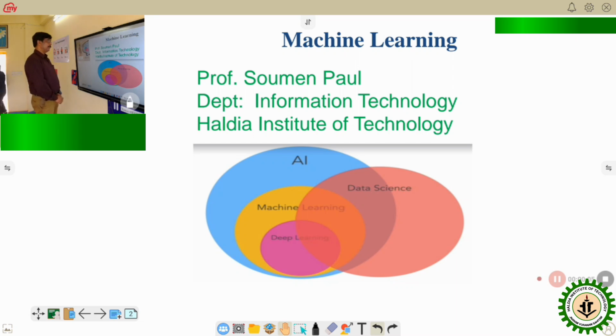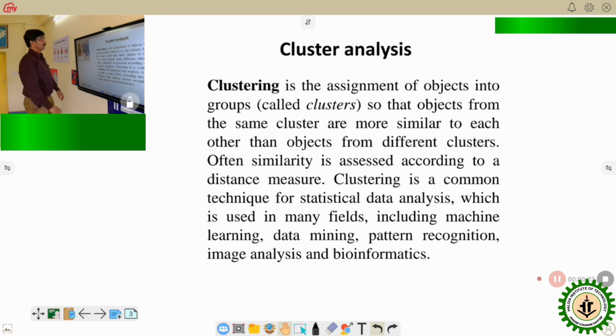Today, I will take a lecture of machine learning, and it's one of the areas of machine learning that is called clustering analysis. Now, what is clustering? Here it is written: clustering is the assignment of objects into groups so that objects from the same cluster are more similar to each other than objects from different clusters.